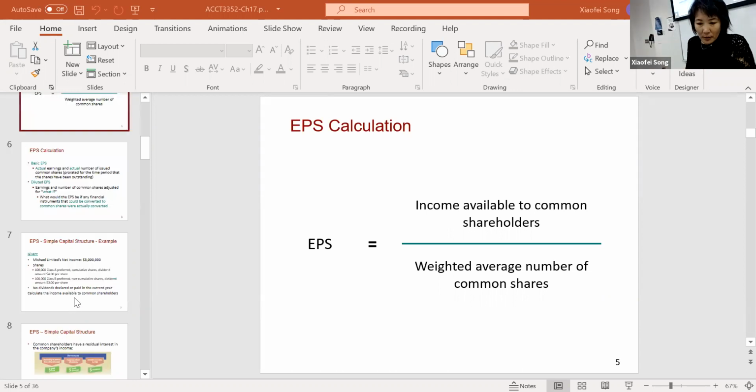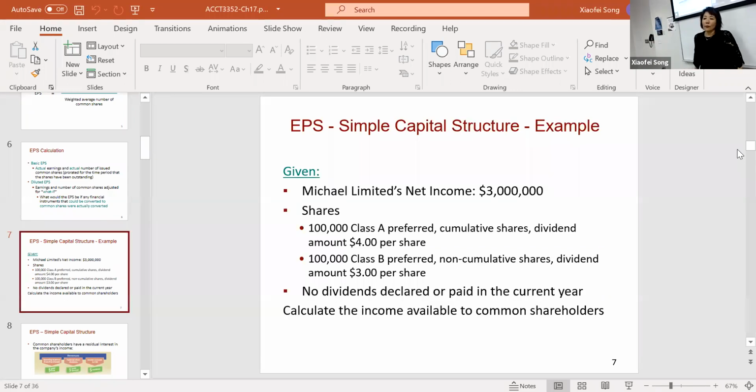So let's just look at the numerator through an example. Here we have an example: Michael Limited's net income is $3 million, and they have two classes of preferred shares. Given that, what would be the income available to common shares?